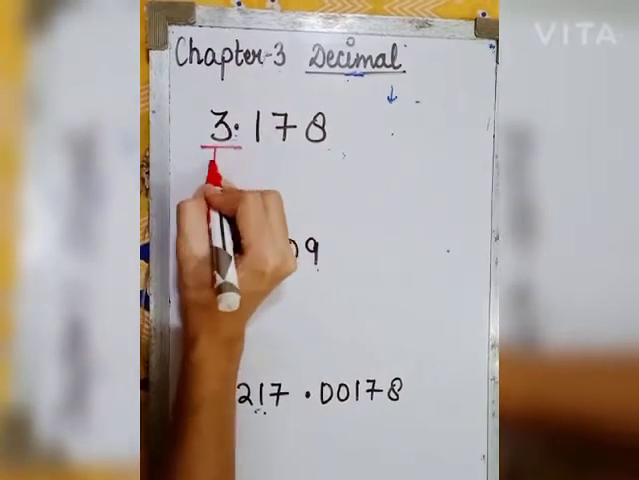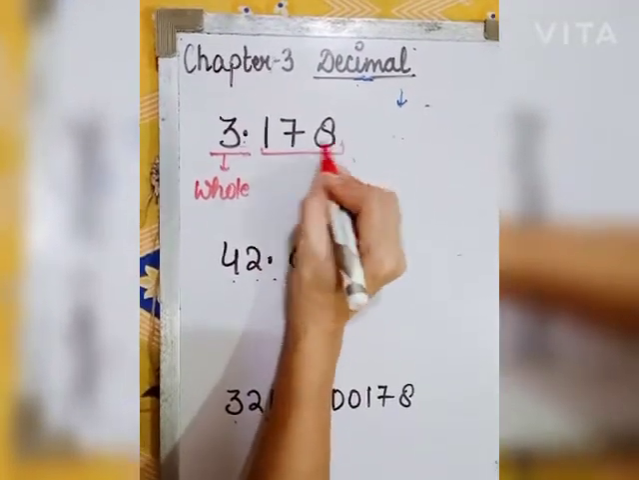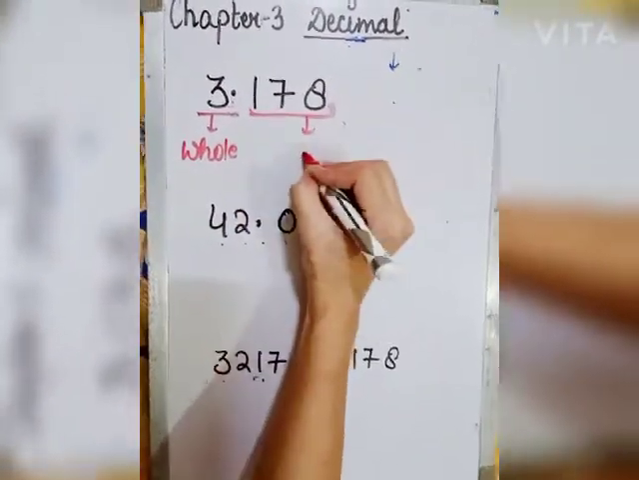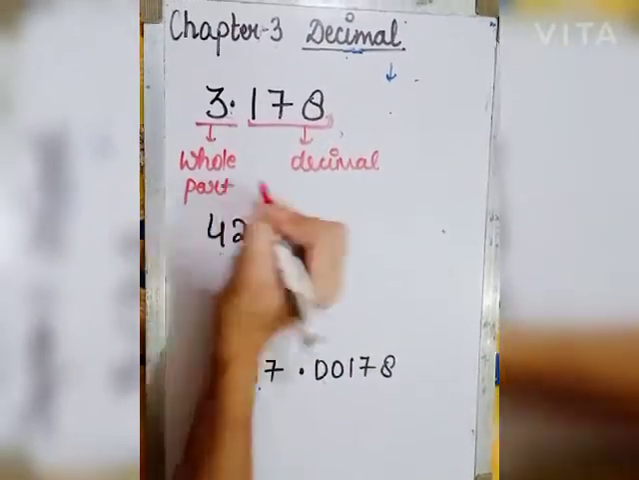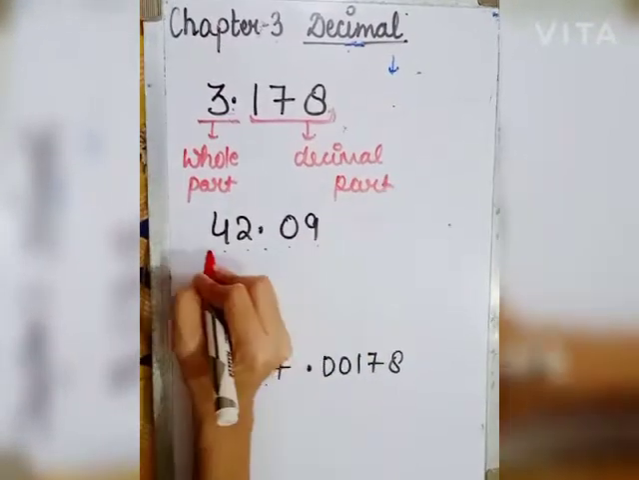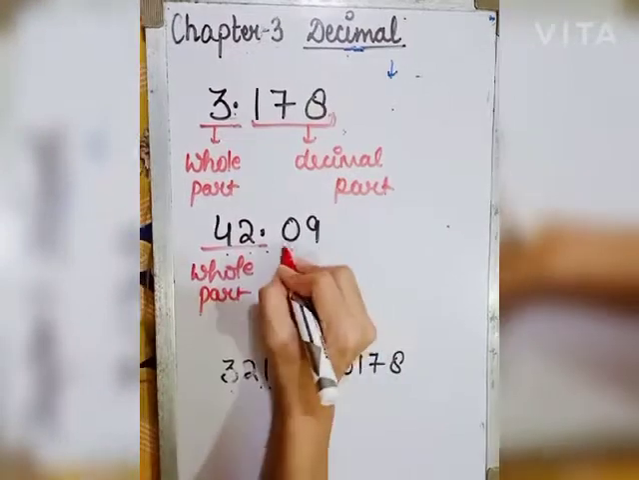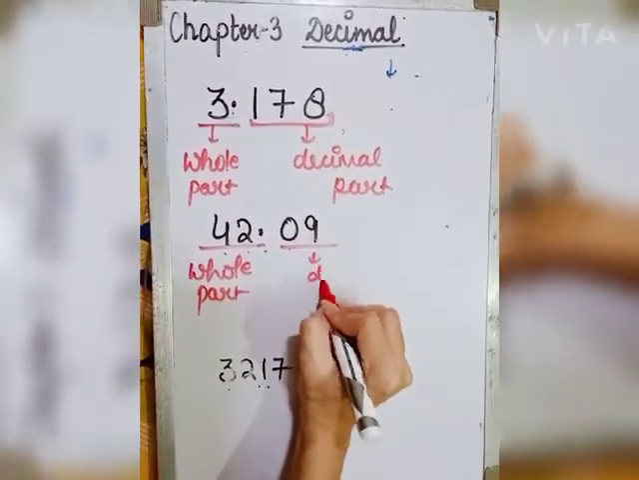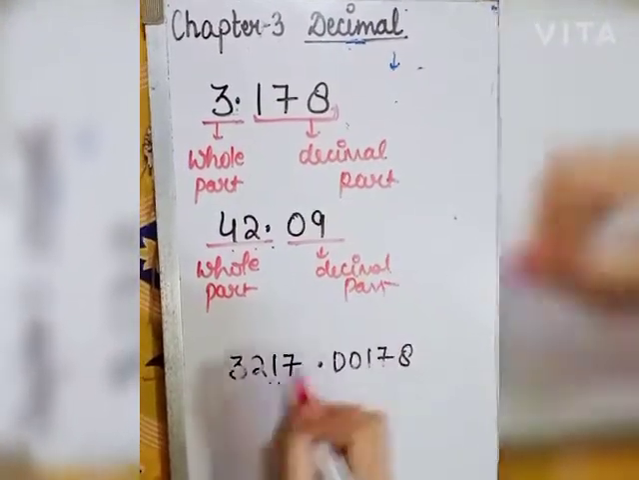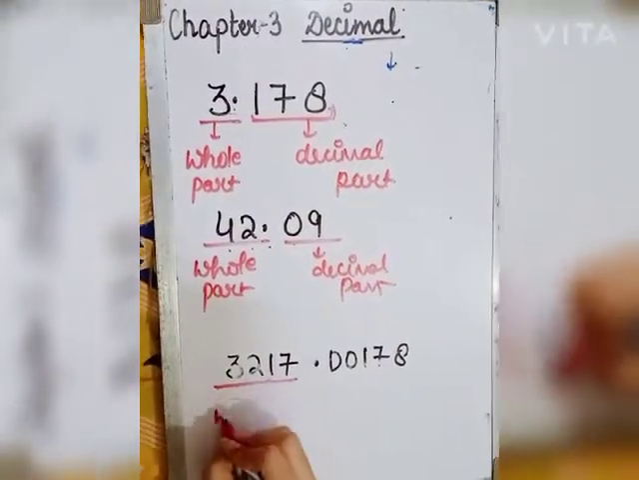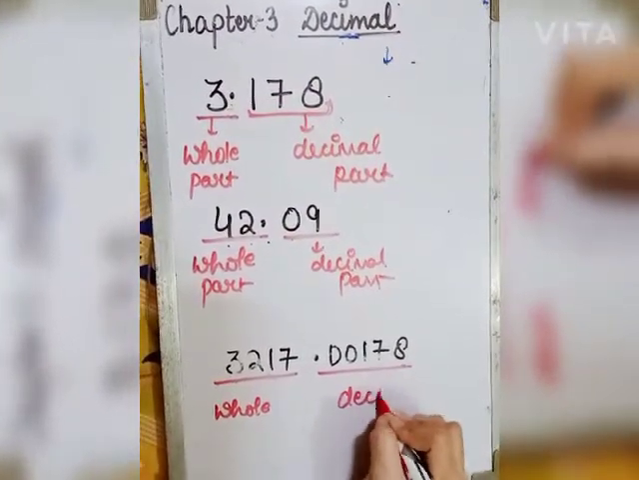Now see here, in this number there are two parts. This is known as the whole part, and the part after the point, after the decimal, is known as decimal part. Here 42 is whole part and 9 is decimal part. Here this is whole part or whole number, and this is the decimal number or decimal part.